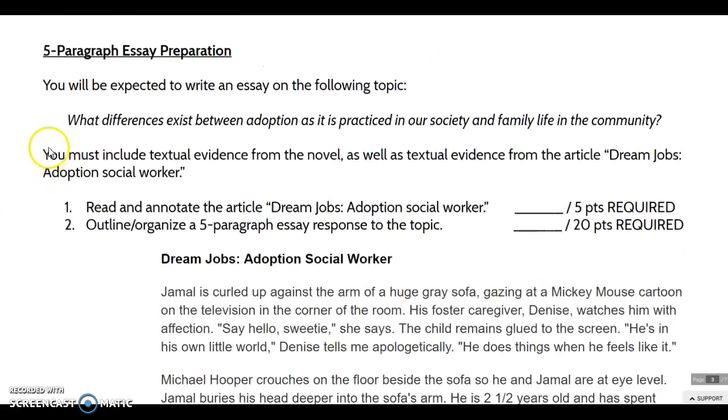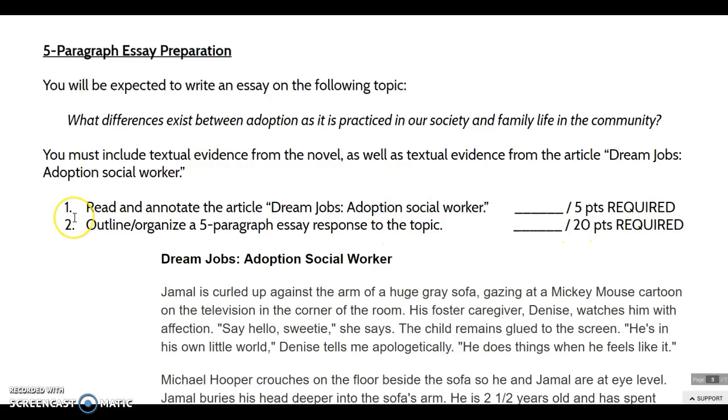The last section of the study guide is the 5-paragraph essay preparation. It tells you that when you take your quiz, you will be expected to write an essay on the following topic. What differences exist between adoption as it is practiced in our society and family life in the community? It says you must include textual evidence from the novel as well as textual evidence from the article, Dream Jobs, Adoption Social Worker.